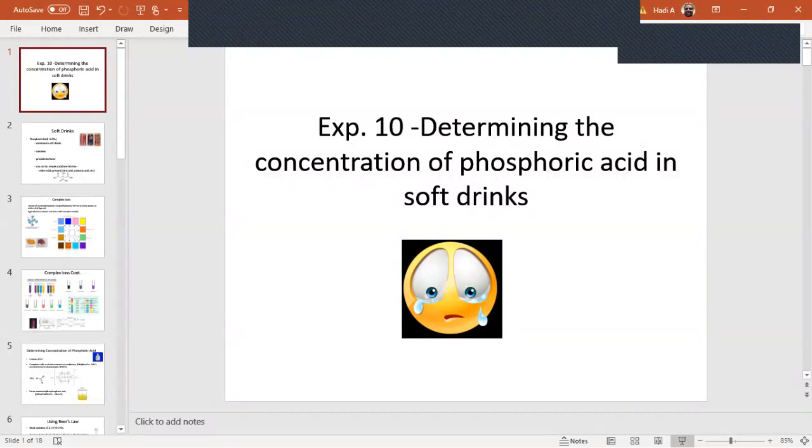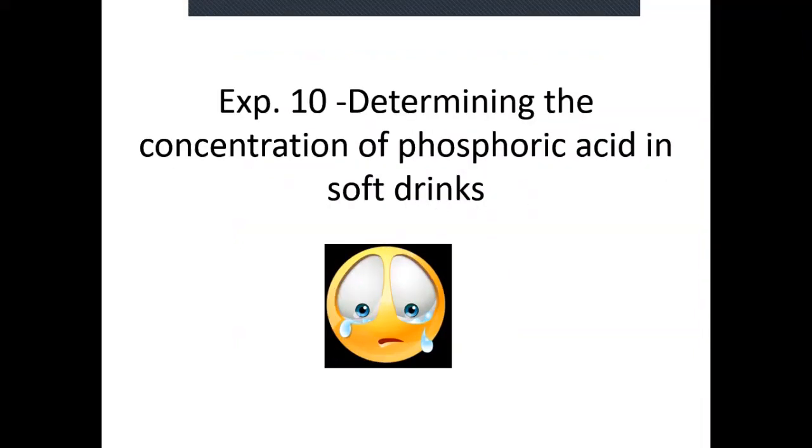As you're quite aware, in experiment 9, we were determining the concentration of food dyes in different solutions, and in lab you would have determined it in different beverages. You learned about Beer's law and how to make dilutions and whatnot. Experiment 10 would have been a little bit different. We're looking at determining the amount of phosphoric acid in soft drinks.